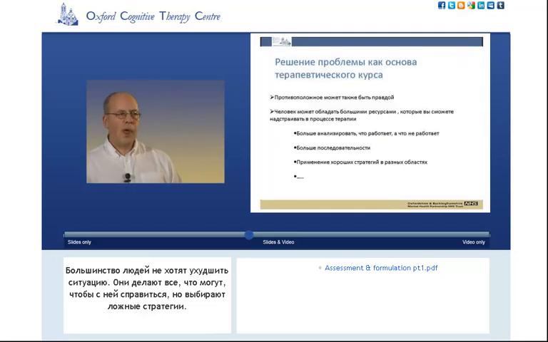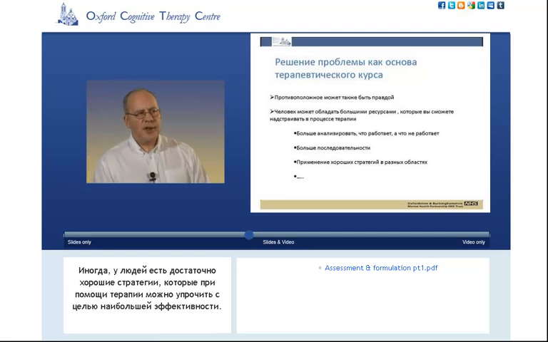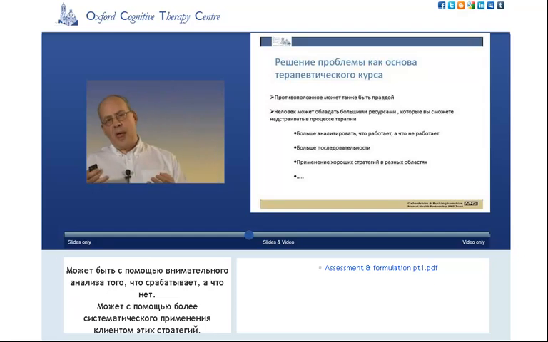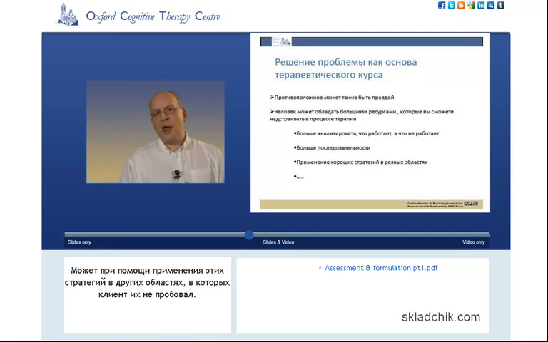The other aspect of coping that may be important is almost the opposite of what we were just talking about, which is that sometimes people actually have pretty good coping strategies, which with a bit of work you can build on usefully in therapy to make them more effective. Perhaps by analyzing more carefully what works and what doesn't, perhaps by getting the person to apply their strategies more consistently, perhaps by applying what are good strategies to different areas that the client hasn't tried.